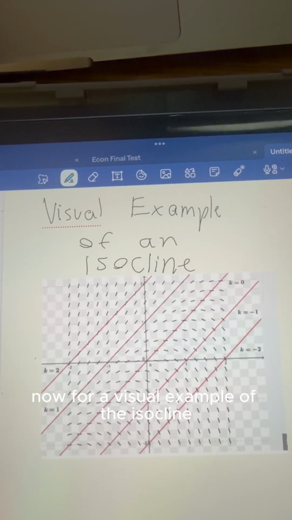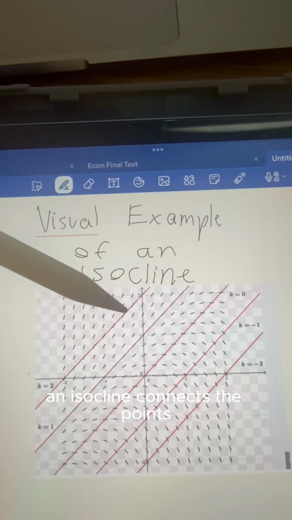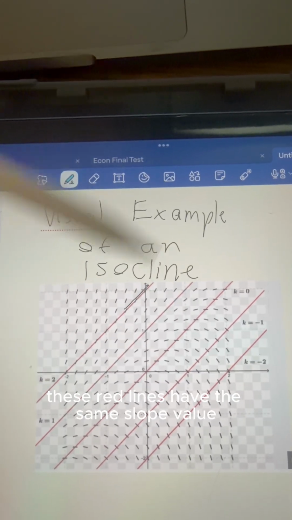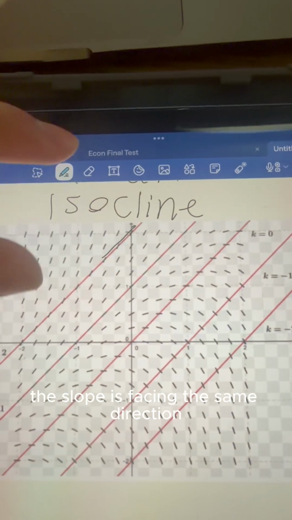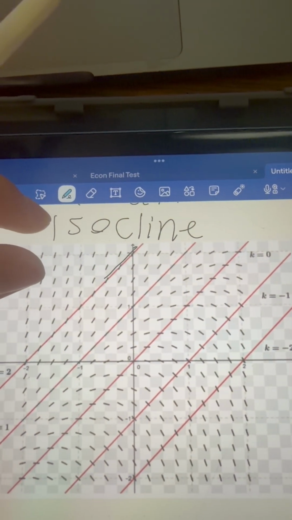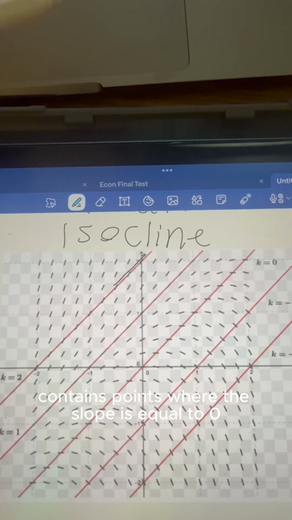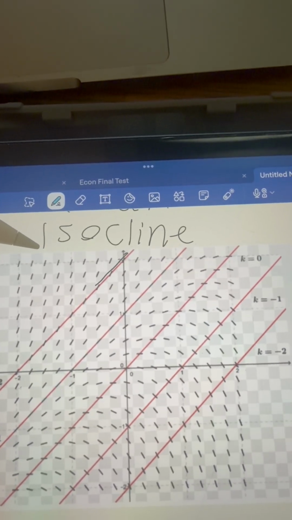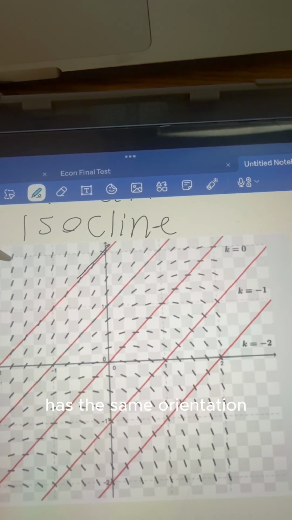Now for a visual example of the isocline. In this image, the red lines are the isoclines. An isocline connects the points that all have the same slope value. In this case, these red lines have the same slope value, because as you can see right here, the slope is facing the same direction. For example, the line labeled k equals 0 contains points where the slope is equal to 0. So the line segments along that curve are horizontal. Notice that every segment touching the same red line has the same orientation, because they share the same slope.